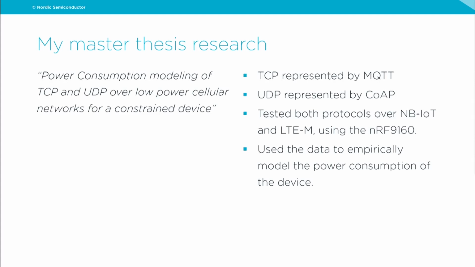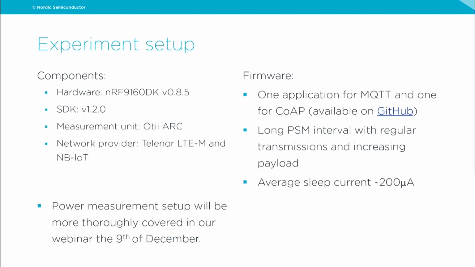I'll not talk that much about the modeling now, but more about the results I got and the observations I made during the research. First, a quick run-through of the experiment setup. I used the nRF9160 DK version 0.85, along with the nRF Connect SDK version 1.2. For current measurement, I used the Otii Arc, and I used the Norwegian network provider Telenor with their LTE-M and NB-IoT network. If you want to learn more about power measurement on the nRF9160 SiP, this will be more thoroughly covered in our webinar the 9th of December.